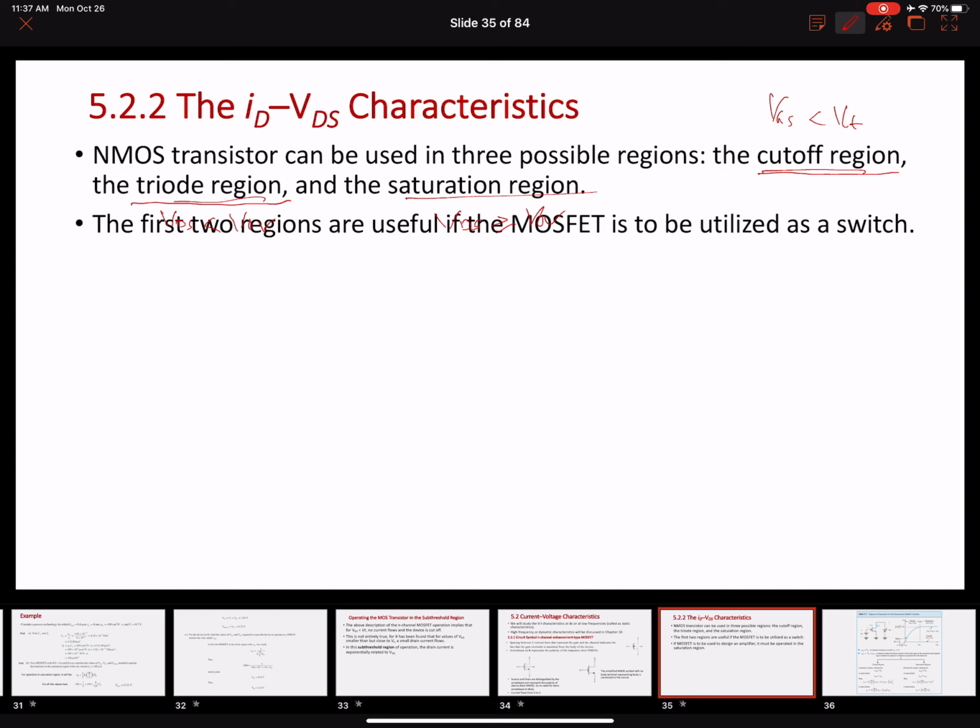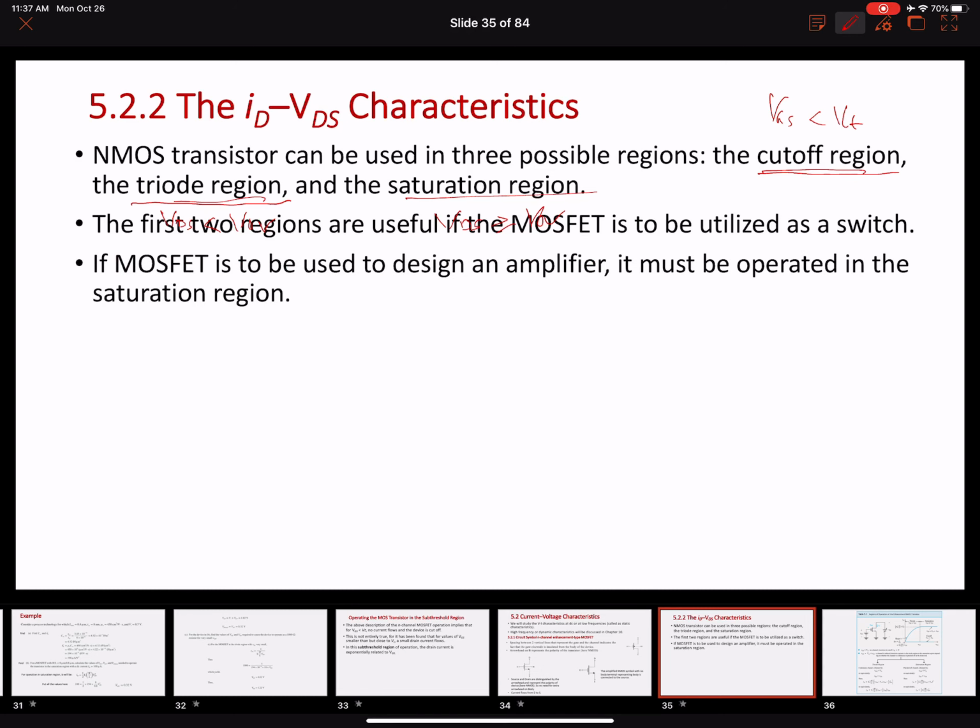And then we will also realize that when we have to use the MOSFET as an amplifier, we will operate the transistor in the saturation region. Because for the amplifiers, we want to provide a constant current to the load. So that is why we usually operate the transistor in the saturation region when the MOSFET is being used as an amplifier, in the design of an amplifier circuit.